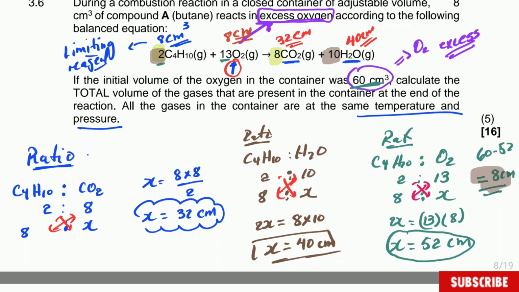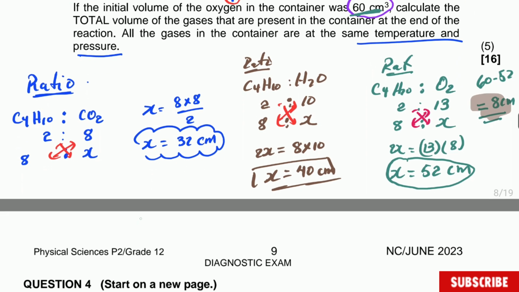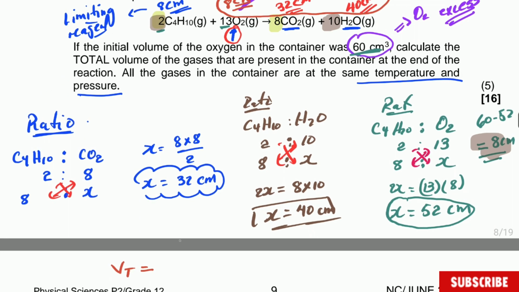Guys, how much gas do we have at the end of the reaction? Well, 8 plus 32 plus 40. That will give me the total volume left at the end of the reaction. So the total volume of the gases will be equal to 8 plus 32 plus 40, and that will give you 80 cubic centimeters. This is the amount of gas at the end of the reaction. And that's it all. So this is the end of the question at the end of the video.